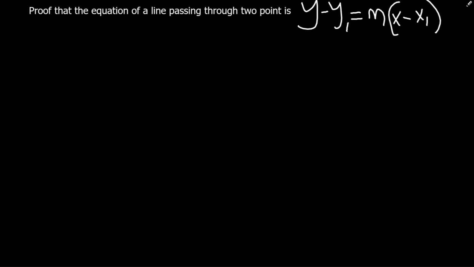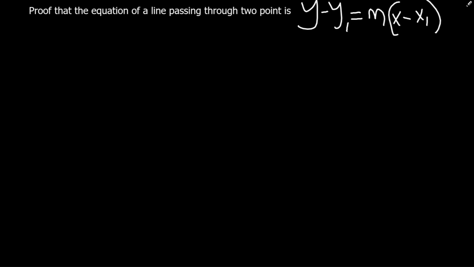Today we are going to be looking at the equation of a line passing through 2 points. So this question is: prove that the equation of a line passing through 2 points is given by y minus y1 equal to m into x minus x1. So m is the gradient. x1, y1 is 1 point on the line, and x, y is any point on the line.